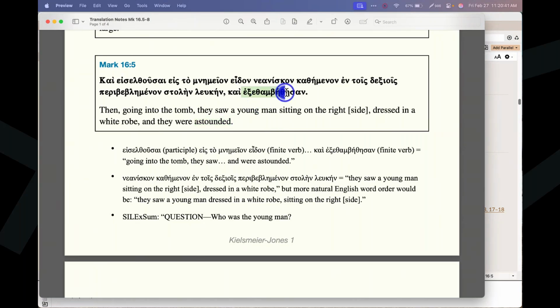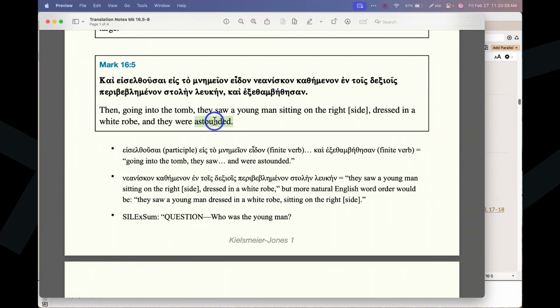So all that's to say, I think this is a hard word to translate. I could see a case for translating it more on the negative side of shock or amazement. But I'm not sure enough of that. I think a word like astounded is great because it is as multivalent as this Greek word.